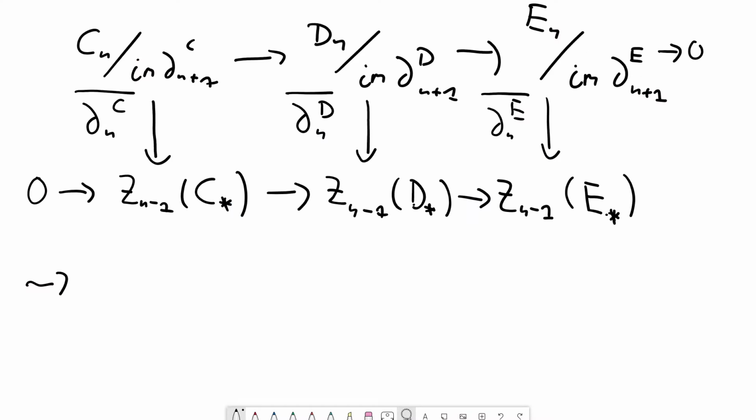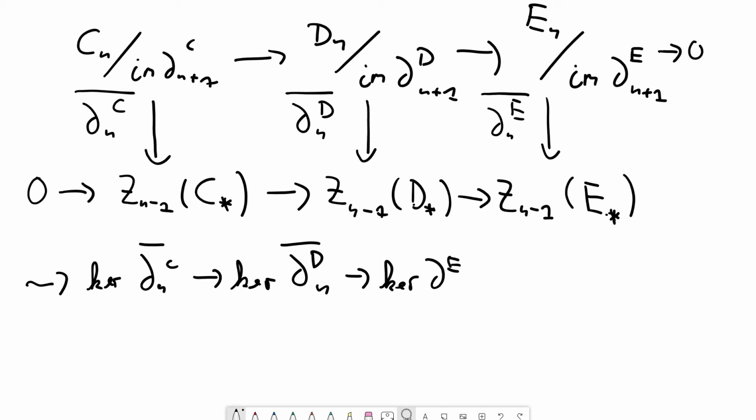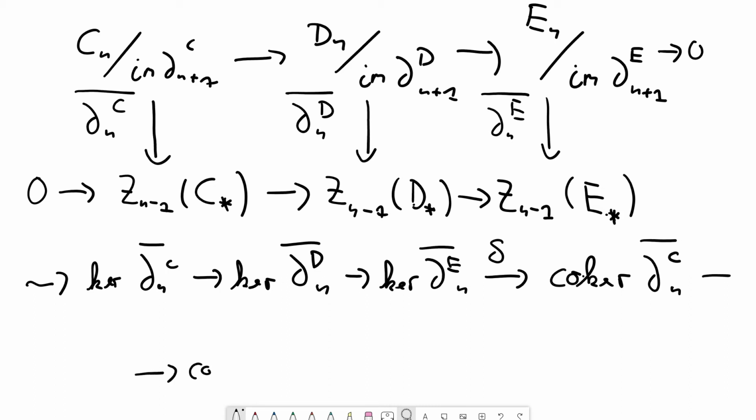Yeah? So let me write this down. We get the kernel of d_n^C to the kernel of d_n^D, then the kernel of d_n^E, and afterwards we've got this connecting homomorphism, which we denoted by delta, and from there we go on to the co-kernel of d_n^C bar, and then the sequence continues, going to the co-kernel of d_n^D bar, and then to the co-kernel of d_n^E bar. And there actually it ends.